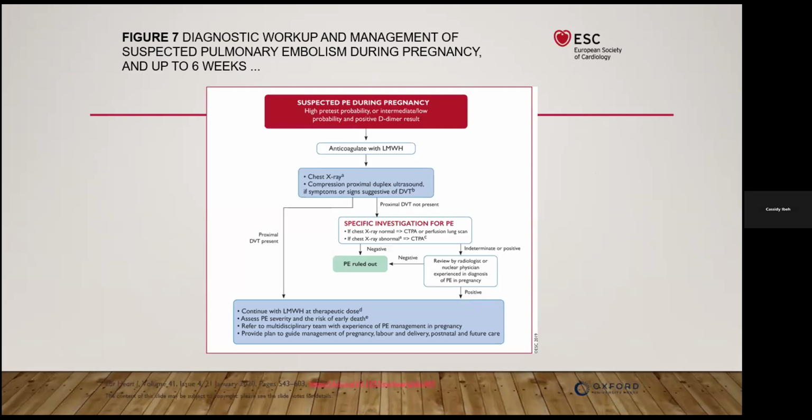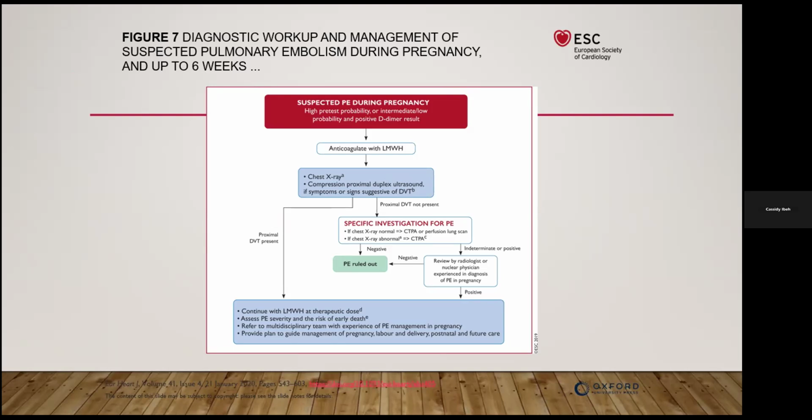Now this is just an algorithm for assessment of patients with suspected PE during pregnancy. With a high pretest probability, or intermediate or low probability with a positive D-dimer, they want to initiate anticoagulation with low molecular weight heparin. Then you can go ahead to evaluate the patient using these investigations. The chest X-ray involves some of these recent imaging modalities and equipment.